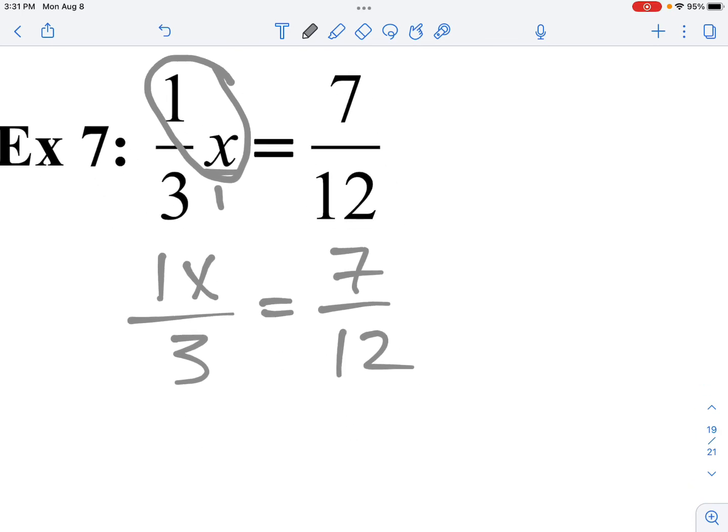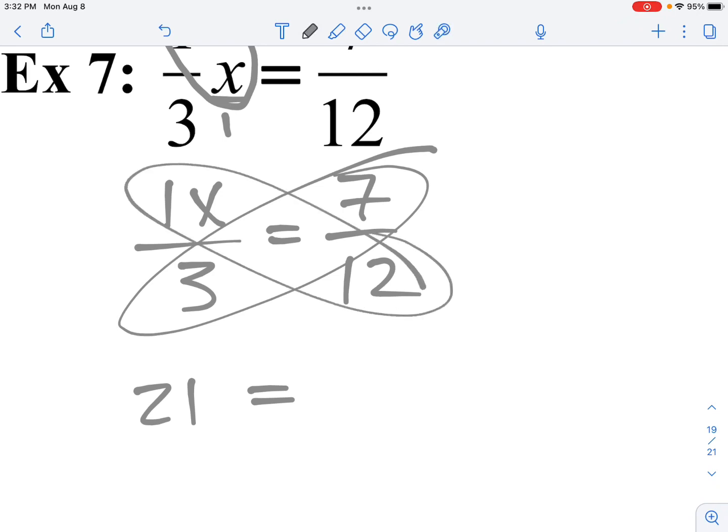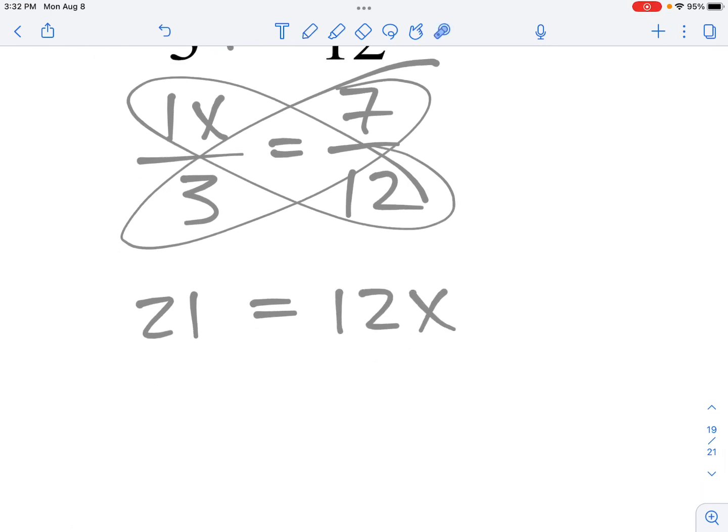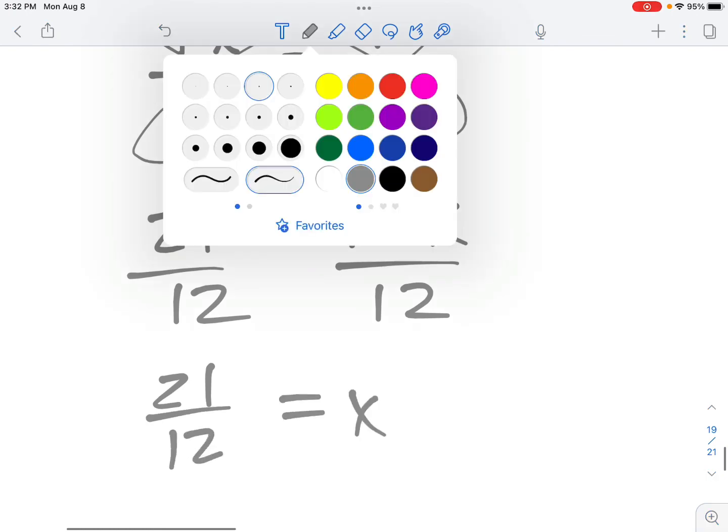Now let's cross multiply because I see fraction equals fraction. That means cross multiply. So when you cross this way, 3 times 7, that's pretty simple, 21. You don't even need to distribute because there's no parentheses anywhere. It's not a binomial that I'm multiplying by. When I cross this way, 1x times 12 is just 12x. And now all I need to do, I'm just trying to get x by itself, but I'm going to divide both sides by 12. And I get 21 over 12 equals x, and I'm pretty sure that reduces.